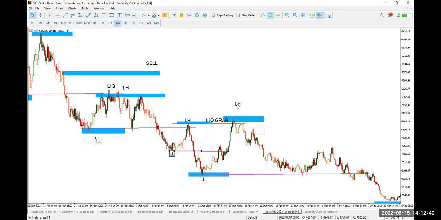So this candle that takes out this lower high as a liquidity grab is our area of concept. So here is another place.